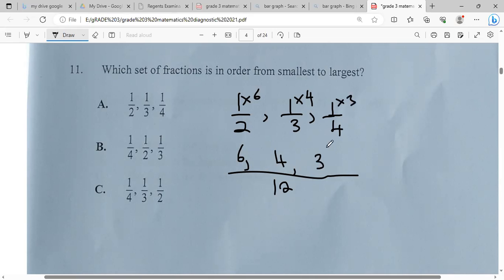So it means that 3 matches with a quarter. So that's the lowest value. So it's a quarter. Second one would be 1/3. And the final one would be a half. So from the smallest to the largest, this would have been C. All right, let's move on to number 12.